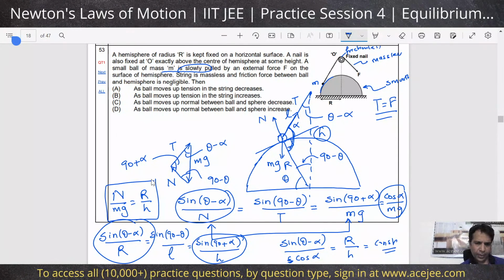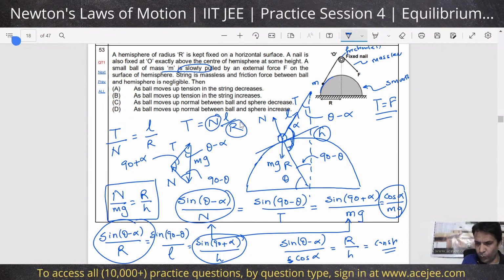Okay. Now let's look at the other one, which is the tension T. I'm going to use the same thing, and you can pick any two relations. What you will get is, let me just do the math here. T by N is equal to sine of 90 minus theta divided by sine of theta minus alpha, which is nothing but L by R, or T is equal to N times L by R. Just patiently think through it, you will get it. Now, N is constant, as we just concluded.